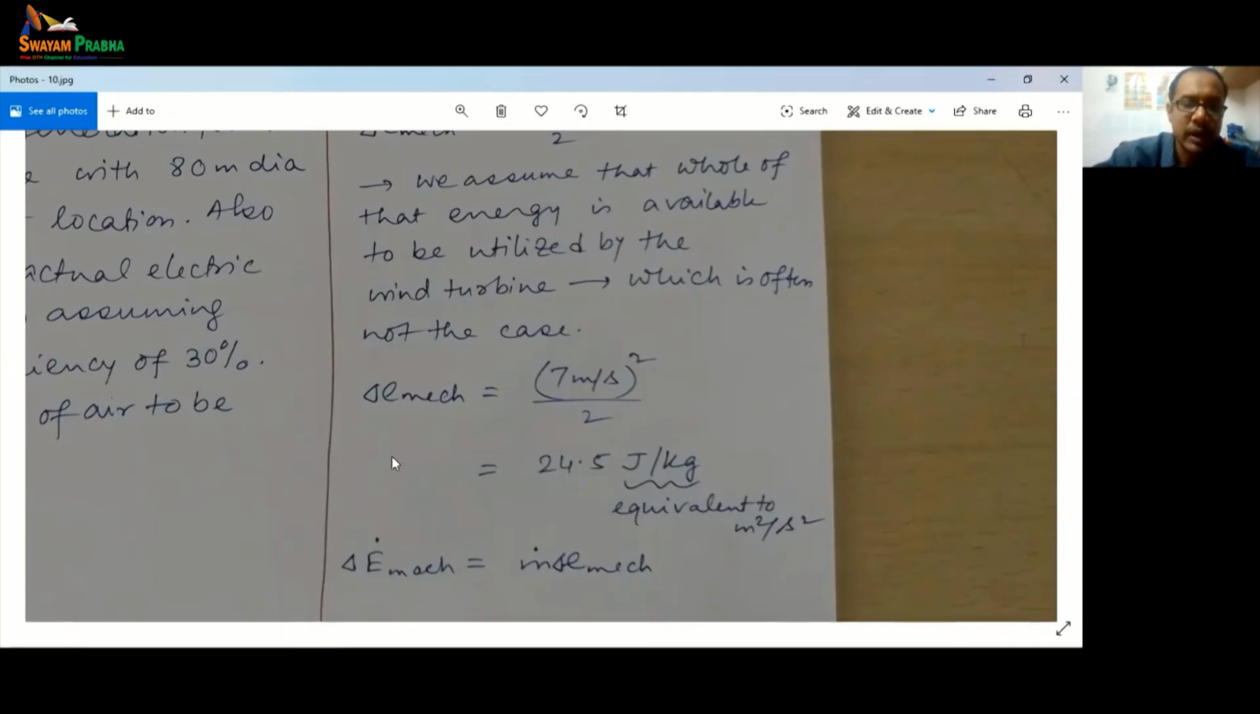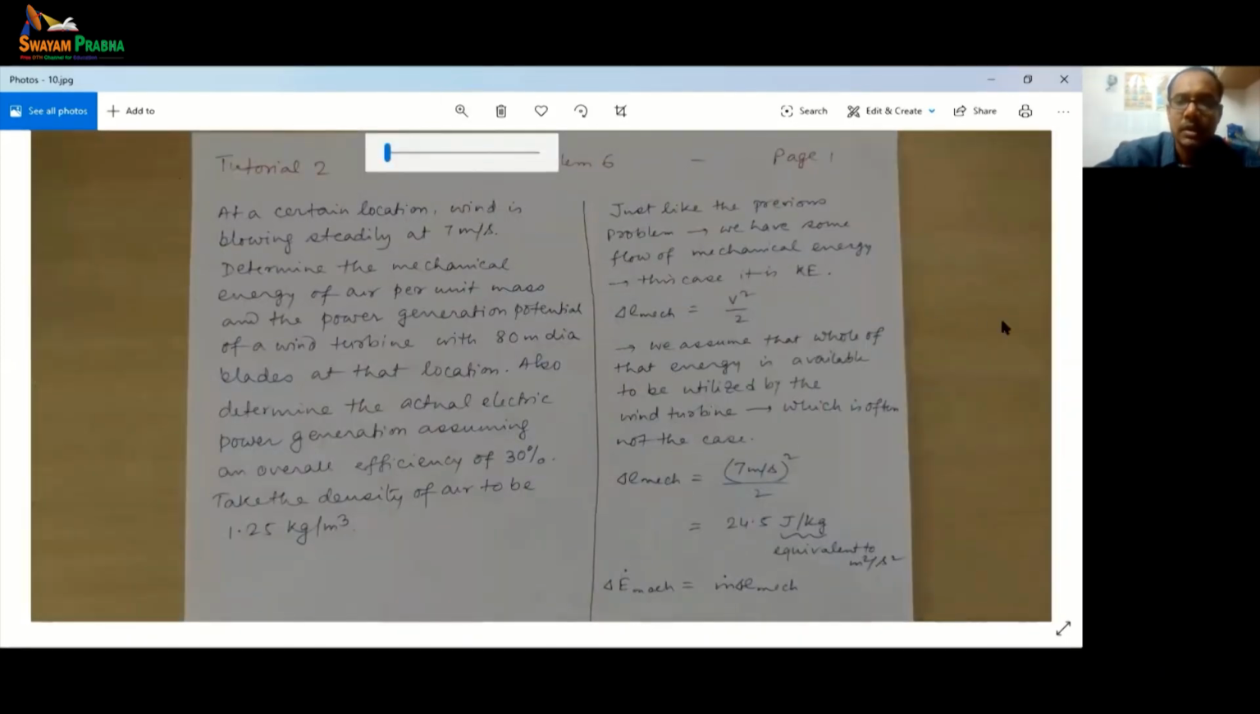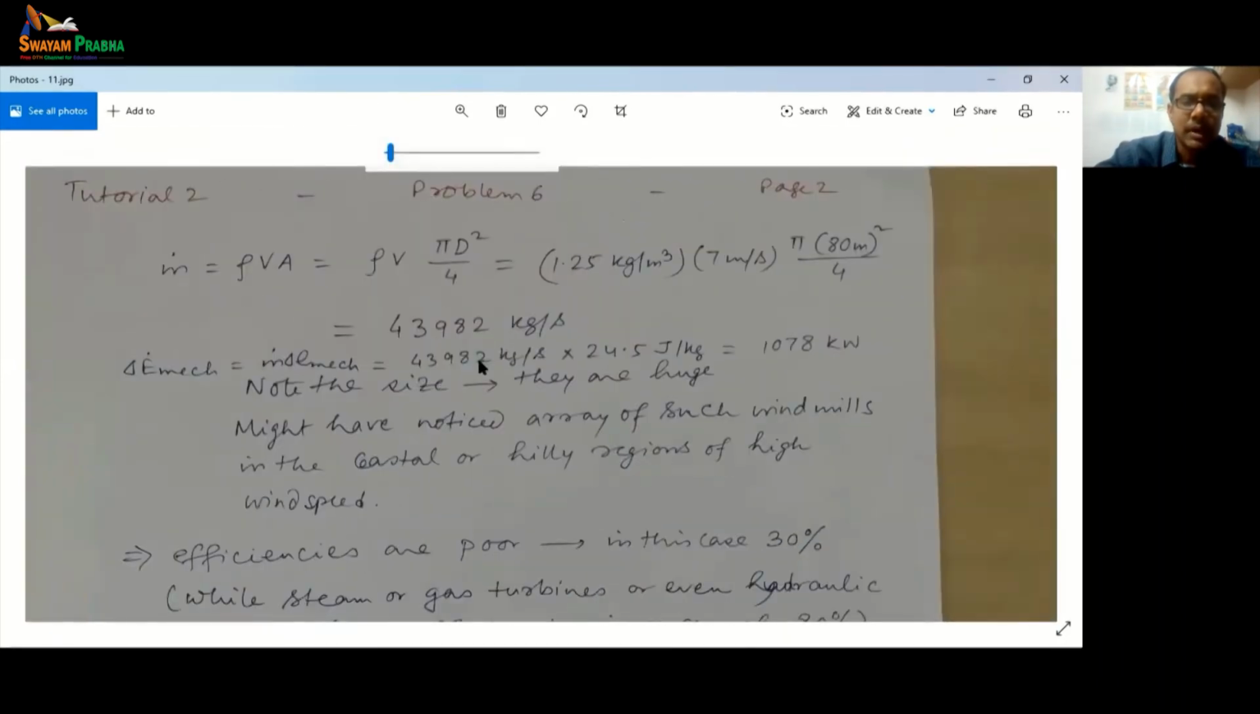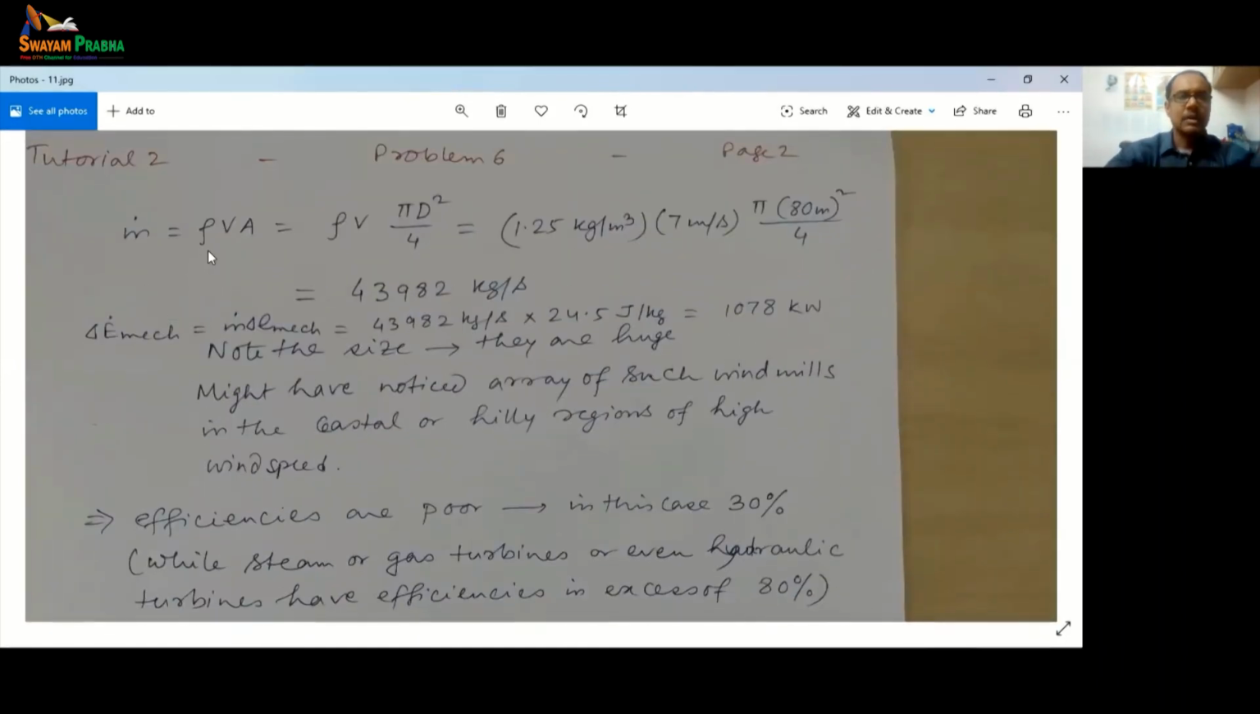Now if we want to get the total available mechanical energy for this wind turbine, we have to multiply it with the mass flow rate. So capital E dot mechanical delta is mass flow rate into delta of small e mechanical. First we have to find out the mass flow rate. How to get that mass flow rate? Mass flow rate is nothing but the velocity, the area available into the density, right?